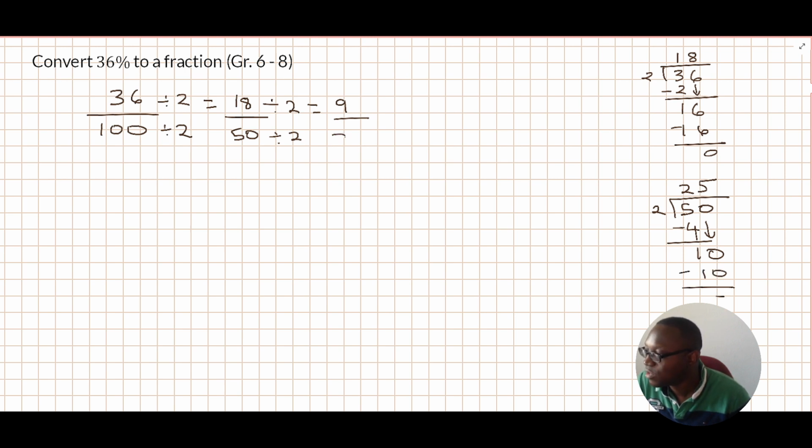So this is 25. We have no more common factors because the factors of these are 1, 3, and 9. The factors of these are 1, 5, 25. So you can see that there's no common factor. No common prime factor. I mean, dividing by 1 doesn't make any difference because you end up with the same number. So because we have no common factors, this is going to be our final answer.